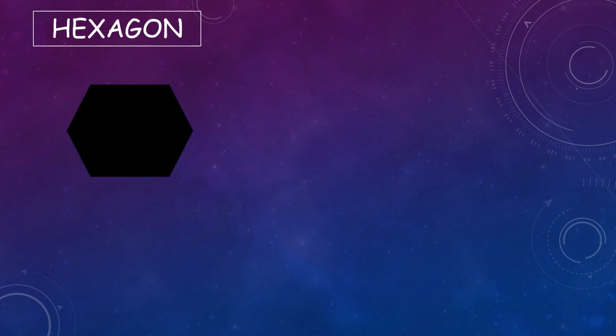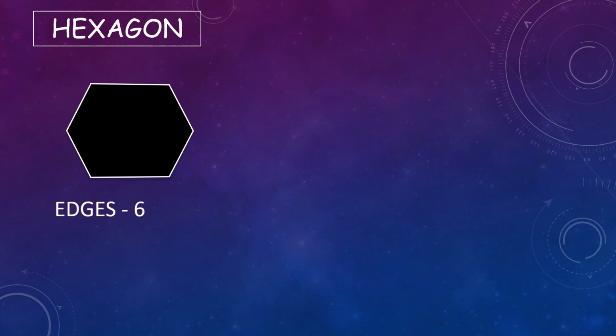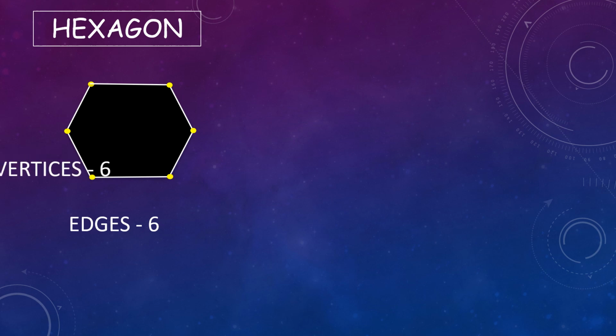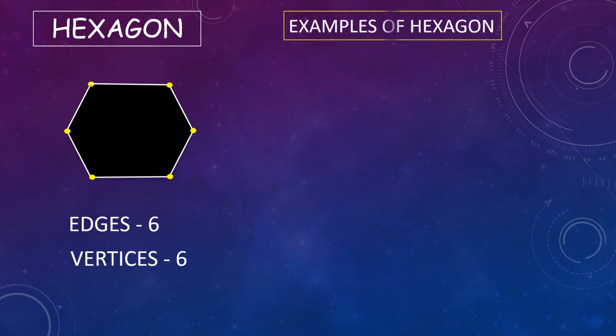Now hexagon. This is the figure of the hexagon. Let us count the edges of the hexagon. 1, 2, 3, 4, 5, 6. There are 6 edges in a hexagon. Vertices. 1, 2, 3, 4, 5, 6. There are 6 vertices in a hexagon.